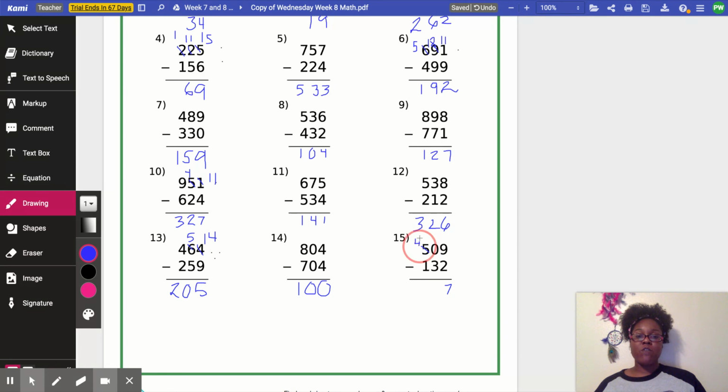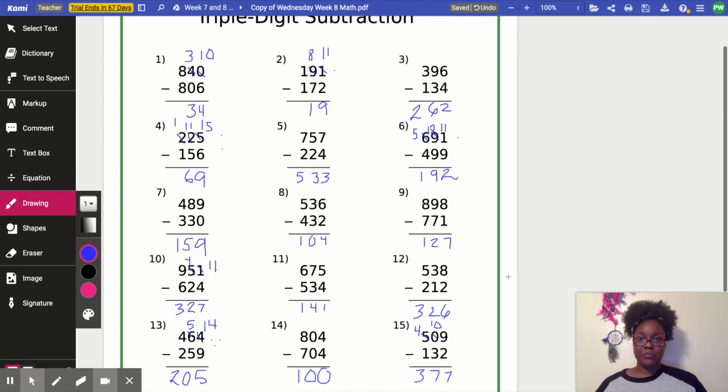So I have 4 in my hundreds place, and I got to take 100 and put it in my tens place, which gives me 10 tens in my tens place. 10 take away 3 is 7. And 4 take away 1 is 3. The difference is 377.